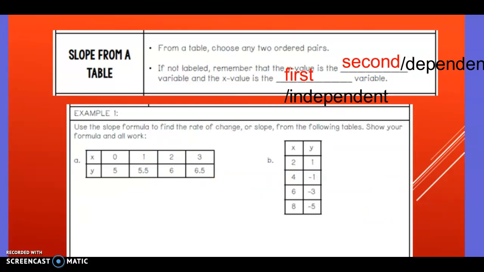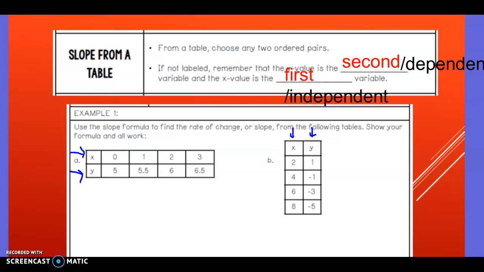Another way that we might have to calculate slope is from a table. So when we see a table of values, we want to choose any 2 ordered pairs from the table. If it's not labeled, remember that the first value that we see will be our x value, and the second value that we see will be the y. As we see in the table here, my first values are x, my second values are y. The x is said to be the independent variable because it isn't affected by anything else. But the y is always affected by the x, and we'll see that more as we get into equations of the line. So again, x will be first, y will be second.